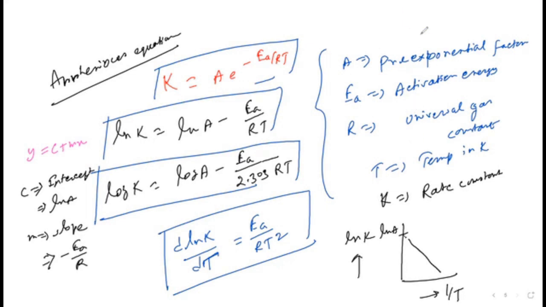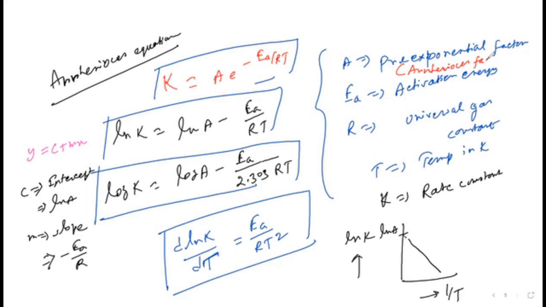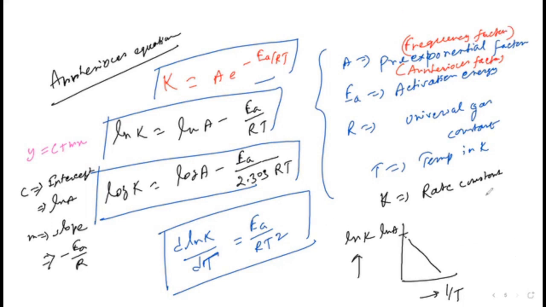The pre-exponential factor has another name, it is also called the Arrhenius factor. That's another name. It can also be written as frequency factor. There are three names. Another equation has been evolved from them using this formula.